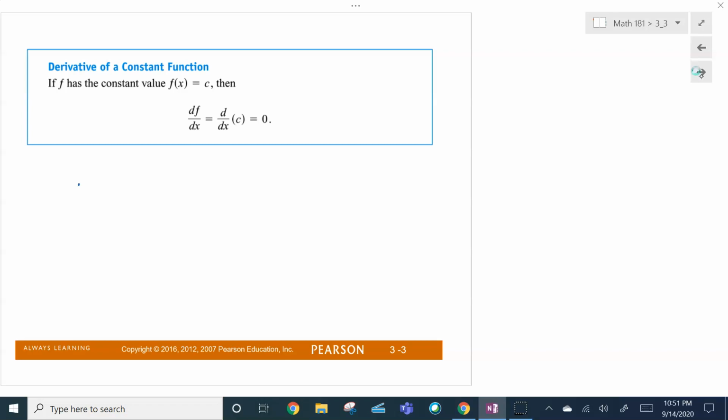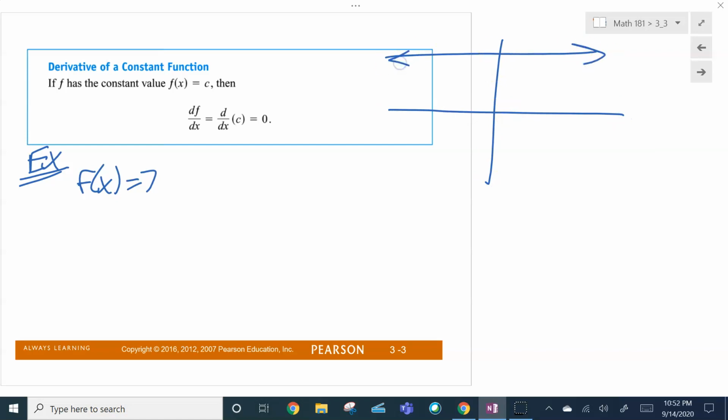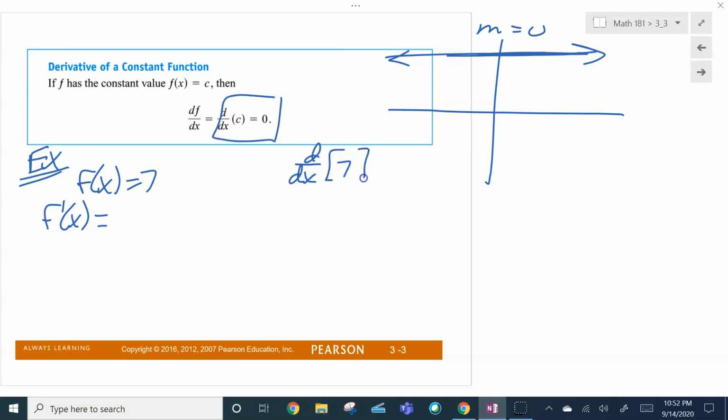So let's start out with the derivative of a constant. Let me give you an example. Let's take f of x equals 7 for a minute. We know that here's y equals 7. And if we're finding the derivative, f prime of x, we know the slope of the tangent line anywhere on here, the slope is always what? Well, the slope is always 0, right? So the derivative of any constant is always going to be 0. The slope of the tangent line is going to be 0.